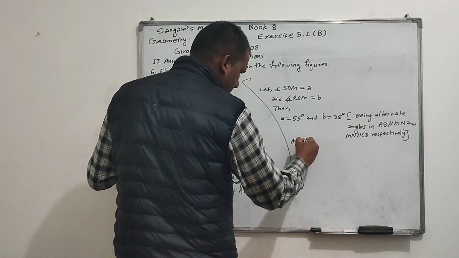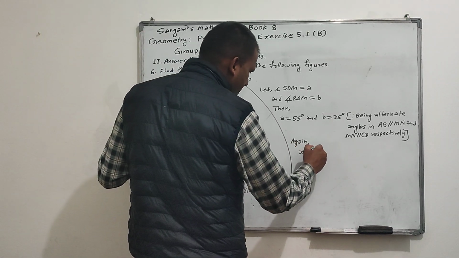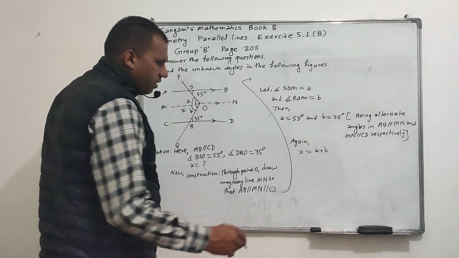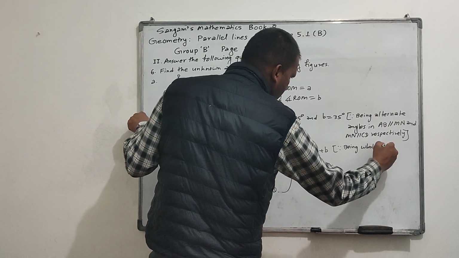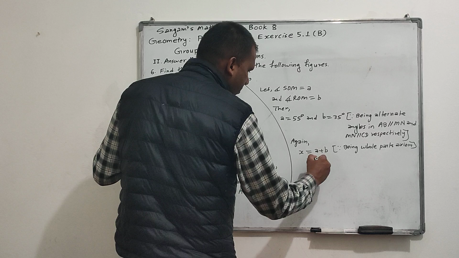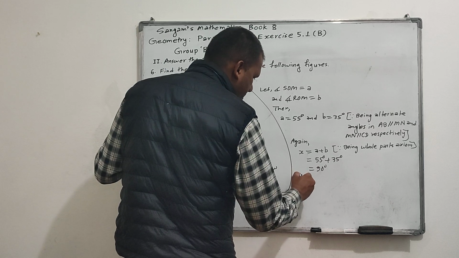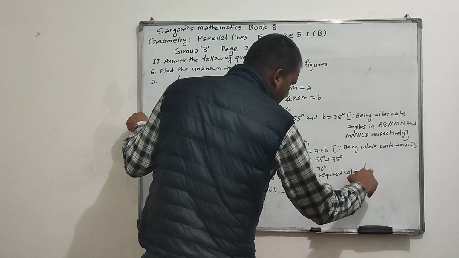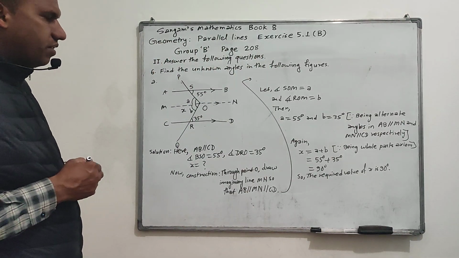Again, now to find the value of x. x is sum of A and B, all parts equal to x, x equal to A plus B. Upper part of x is A, lower part of x is B, so x is sum of A and B. This is equal to, being whole parts axiom, now value of A is 55, B is 35. This is equal to 90 degrees. So the required value of x is 90 degree, which is the answer.